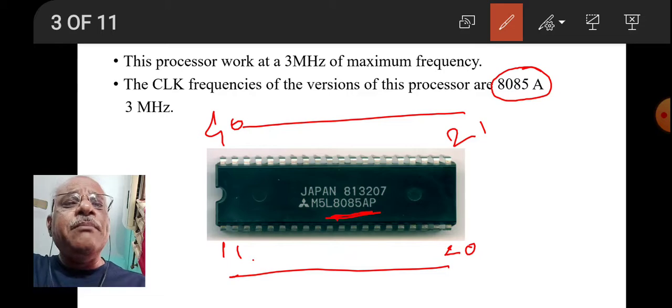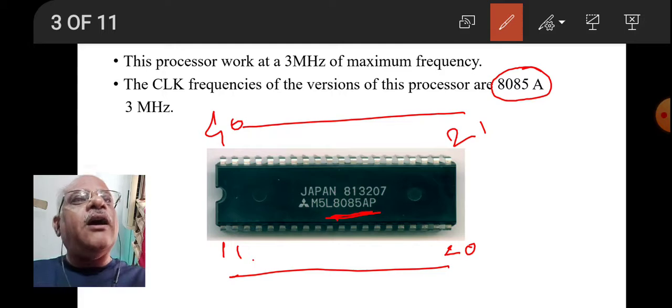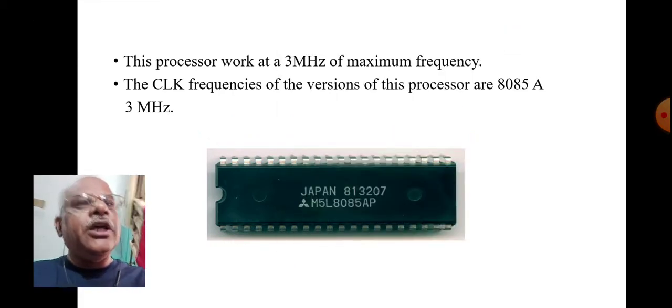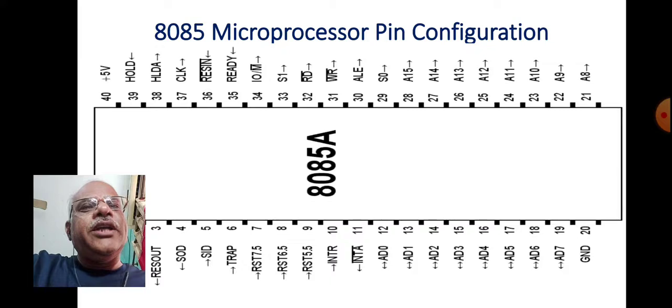Remember, this is a very small IC, and it can perform maximum operations with maximum speed. So whenever you see such an IC, you will be astonished that this small IC can perform such operations with high speed and high accuracy. Okay, so let us have the detailed structure of the 8085 pin configuration.